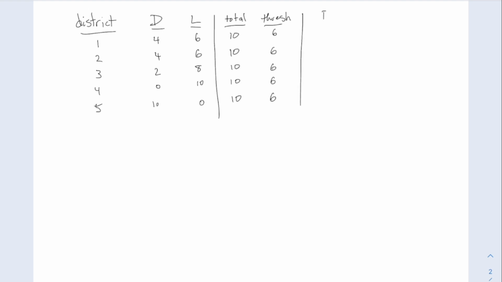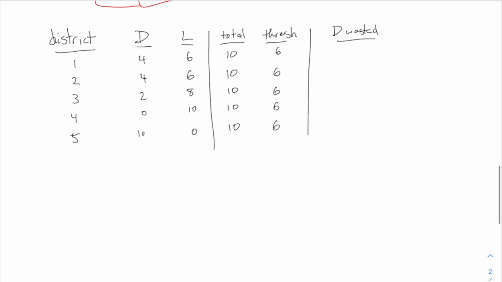Now, this is the interesting part. The hard part, I suppose, it's not really hard. You just have to kind of make sure you know what you're doing. I'm going to count up D wasted versus L wasted. So in each district, how many D's are wasting their votes versus how many L's are wasting their votes. Now, I find it helpful each time to circle the winner, just because how you tell whose votes are wasted has a lot to do with who the winner is.